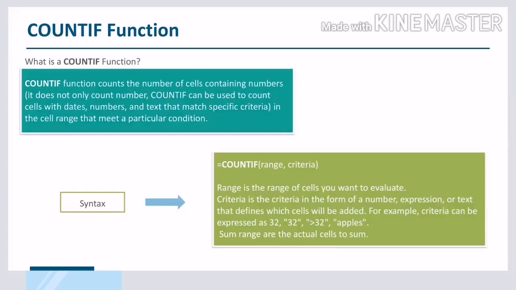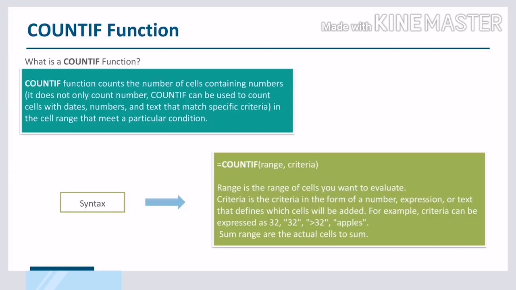Moving to the next one, which is the COUNTIF function. COUNTIF function counts the number of cells in the cell range that meet a particular condition. Unlike count function, COUNTIF can be used to count cells with dates, numbers, and text that matches specific criteria. So like we learned sum function and the SUMIF function, same is the count and the COUNTIF function. The COUNTIF function counts all the cells which contains numbers and the characters or the text.